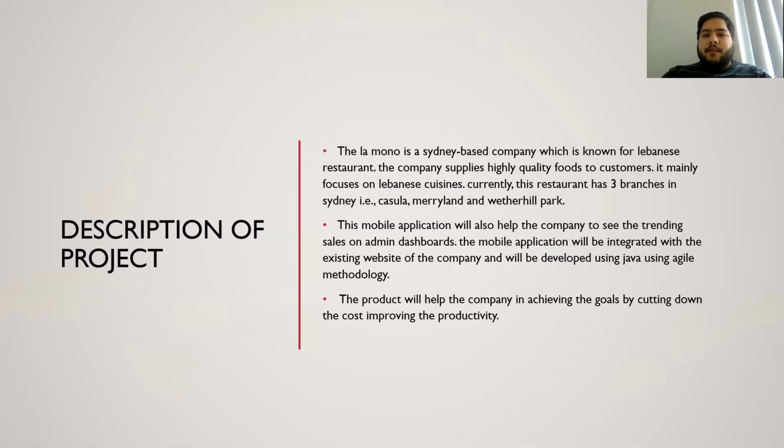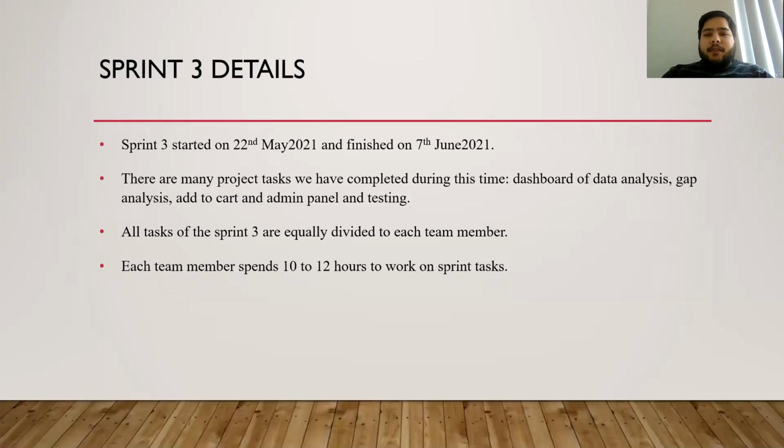So the main reason for developing the mobile application is so the admin can see the sales trending on the admin dashboards, which helps the company to increase the sales by cutting down the cost and improving the product. This is the sprint detail: it started from 22nd May and finished on the 7th June.